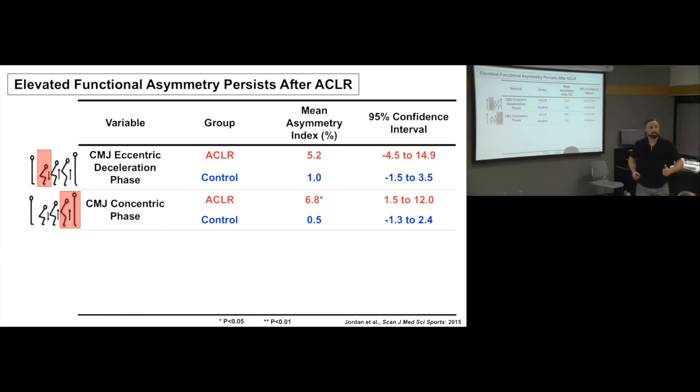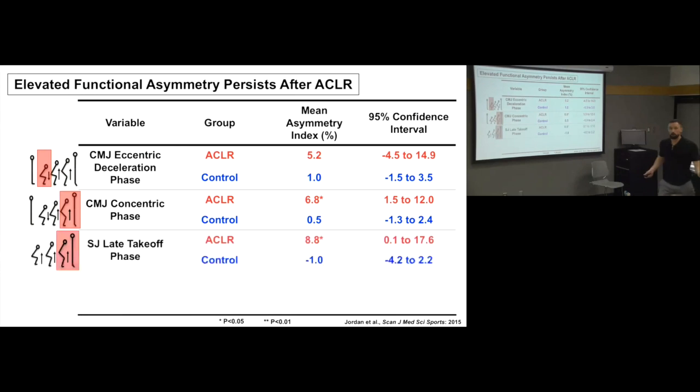Looking at the concentric phase, so this is where they're coming up and off the plates in the counter movement jump, we found a significantly higher functional asymmetry in the ACL reconstructed group compared to the control group, and also in the late takeoff phase of the squat jump. The other thing I want to draw your attention to, because it'll be relevant later, is the relative symmetry of an elite alpine racer that has not had an ACL injury, which makes sense. They do bidirectional high force turning, and they're very good athletes. Because the sport is bidirectional, typically you don't see them with these huge asymmetries like you see in some of the other sports that you might be dealing with.